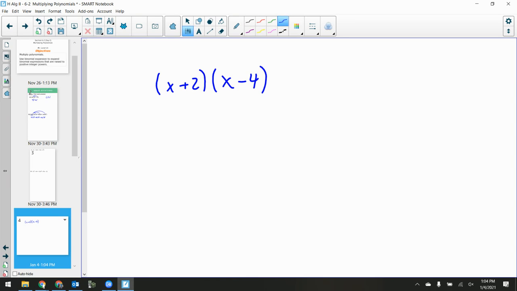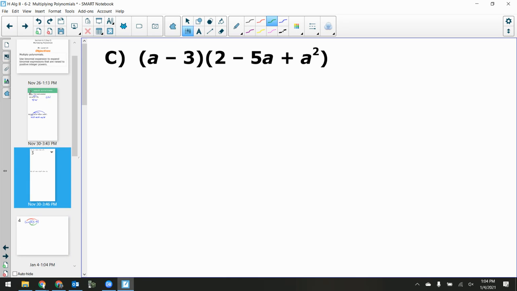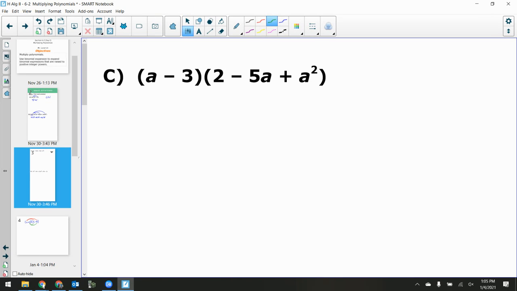Yeah. First, outer, inner, last is really just the distributive property. It's just a fun, catchy way to remember to do each part, right? So this is kind of like foiling, but there's no fun acronym to remind you how to do it. You're just going to distribute. You're going to distribute with the A, and then you're going to distribute with the negative 3.